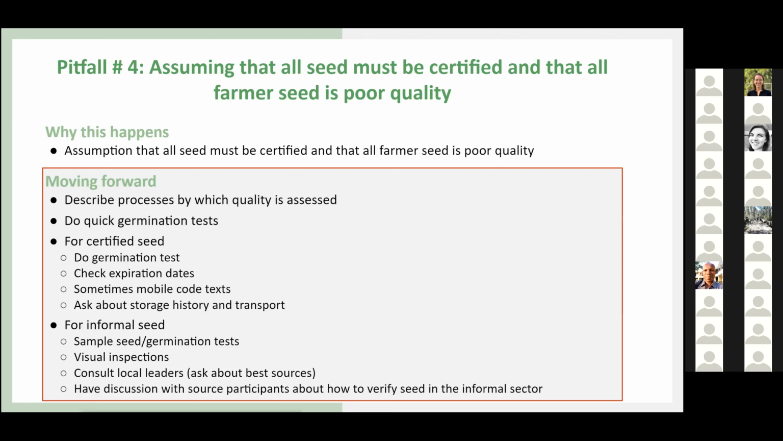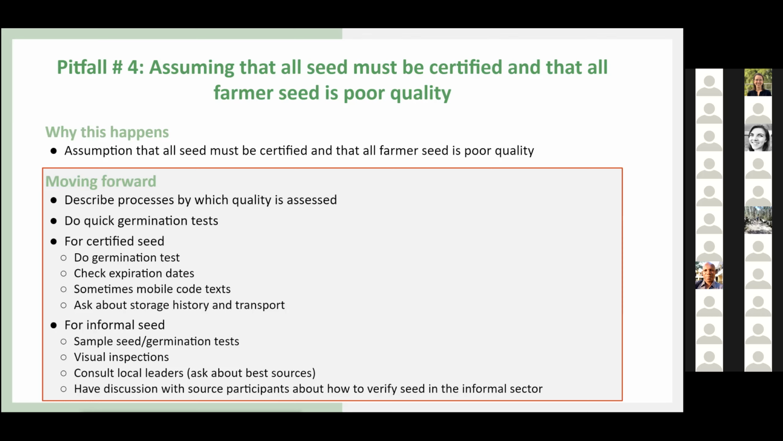And for informal sources, of course, there is a need to do seed sampling and also germination tests, but also you have to do visual inspections. And I think farmers are good at this. They do a lot of quality control activities. And you can also contact key informants within the locality, especially where seed is produced in the community. And having good discussion with participants and getting their sense of what quality their seeds are like is also very critical.